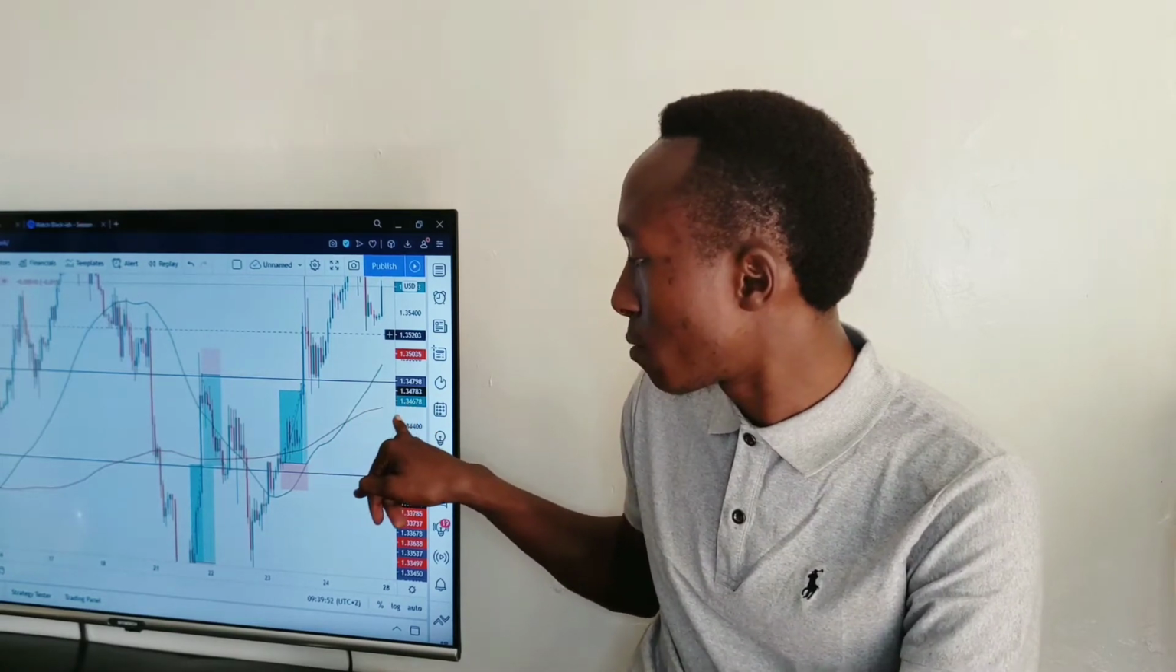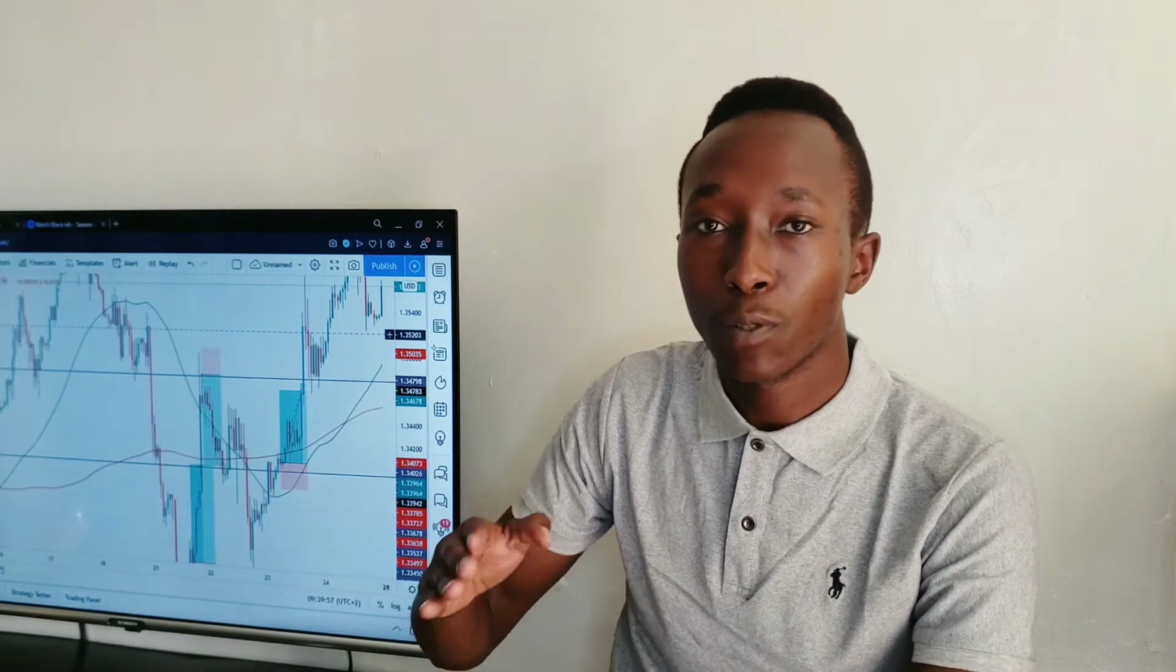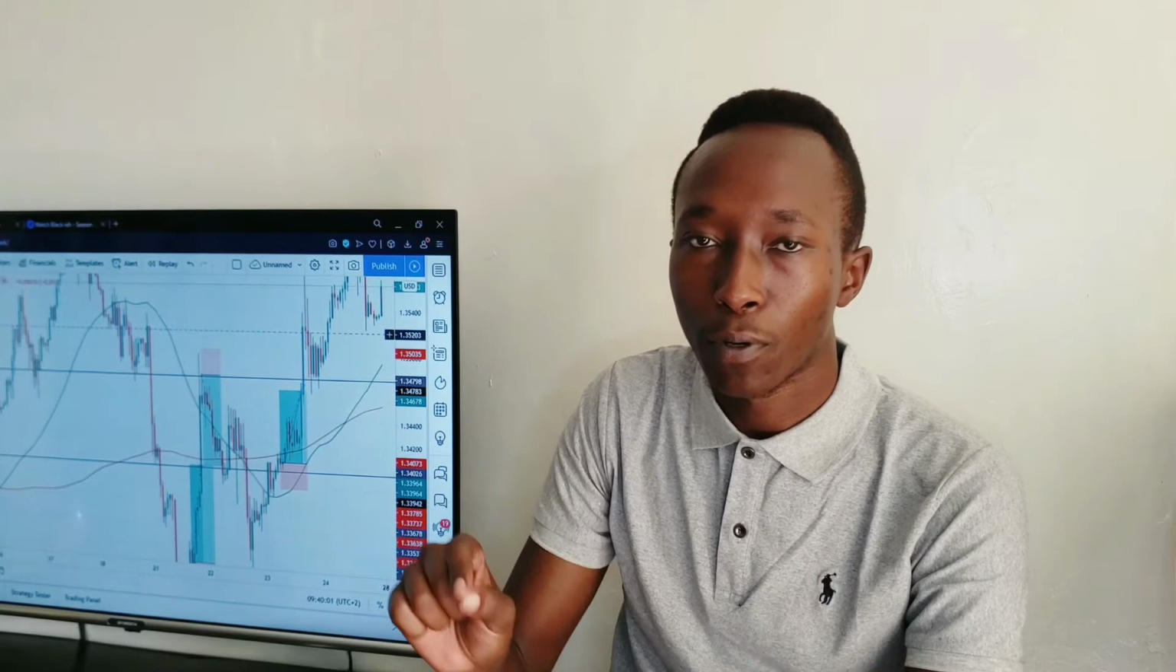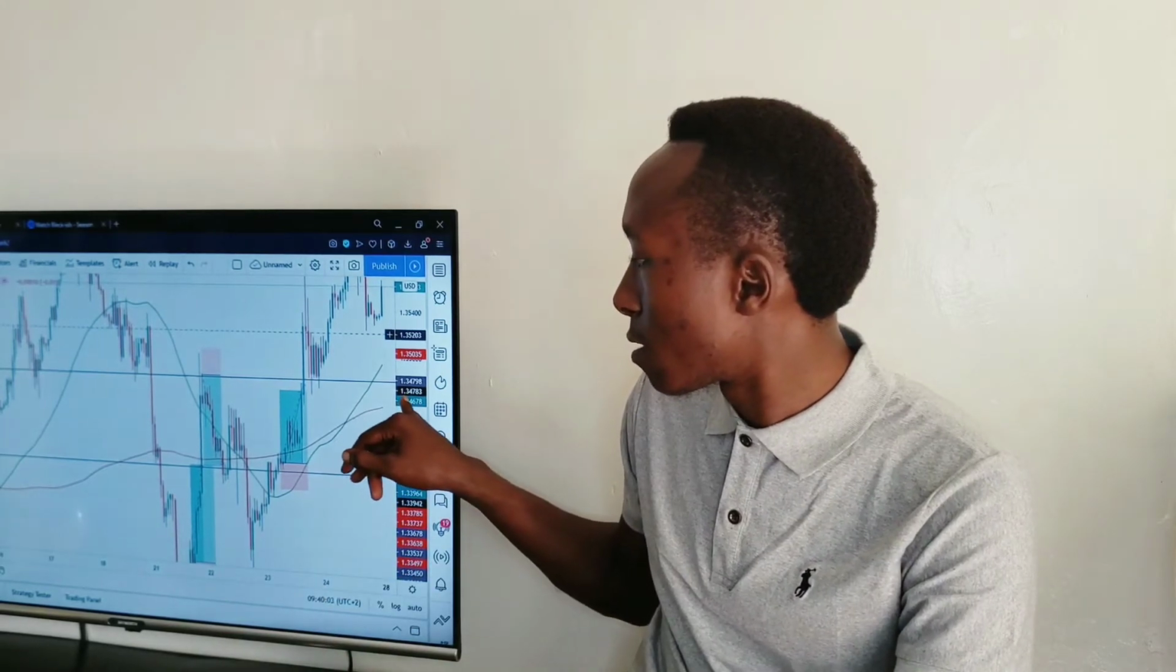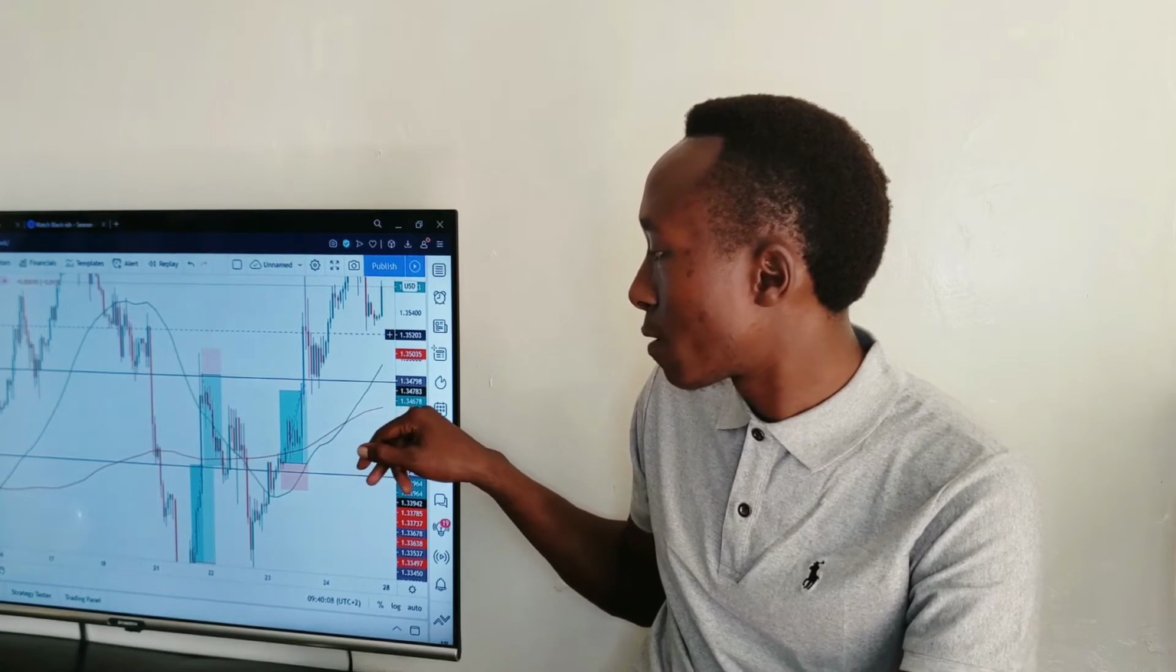So for this example, we actually just consider the difference between the numbers after the decimal point. So for this example, as we've said, 1.3467 and 1.3468, the difference is 1 pip.